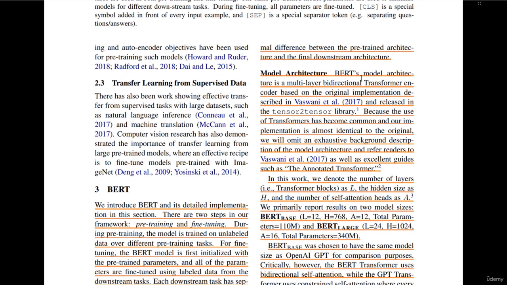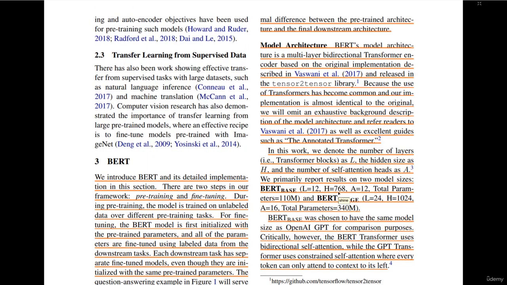BERT's model architecture is a multi-layer bidirectional transformer, so this is without causal masking, and this transformer encoder is based on the original implementation described in the Attention Is All You Need paper, so it's kind of like what we've seen already. Now in this work, they denote the number of layers, that is the number of transformer blocks, as L, the hidden size as H, and the number of self-attention heads as A.